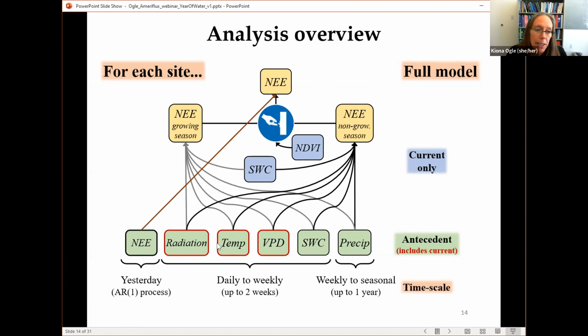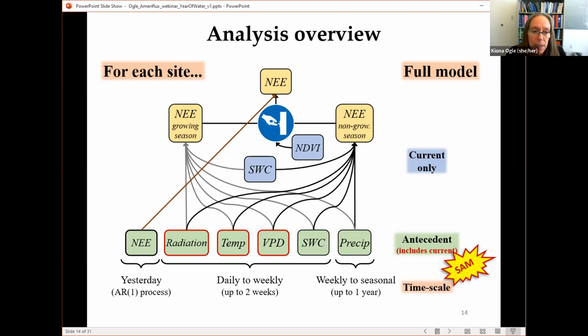These antecedent variables of radiation, temperature, VPD, and soil water contents are calculated over relatively short time scales that represent weighted averages occurring up to potentially 2 weeks, with weights that are at the scale of daily to weekly weights. And precipitation here is incorporated over a much longer time scale to represent the influence of precipitation beyond what was recorded in relatively shallow or moderate depth soil water content sensors. So large precipitation events in the winter may not actually have been represented in the soil water sensors at these sites. So we have these longer scale precipitation factors in here.